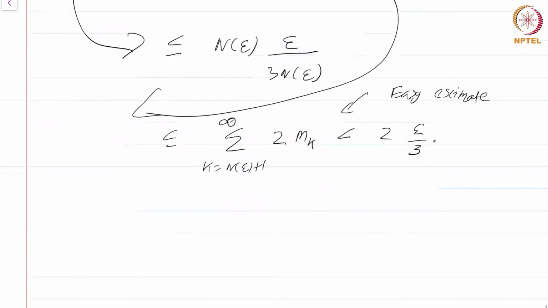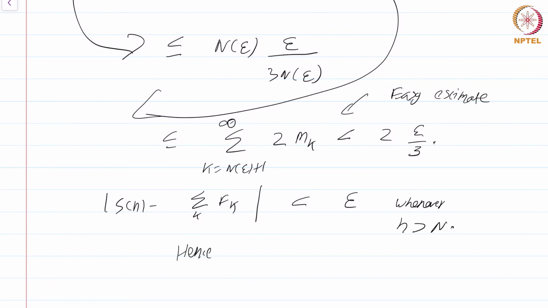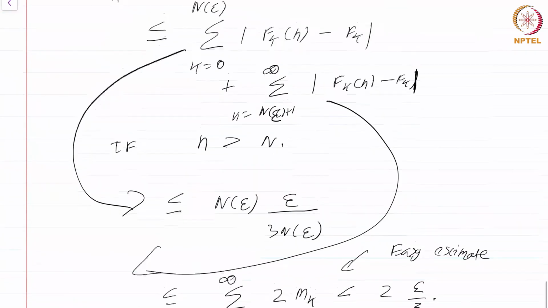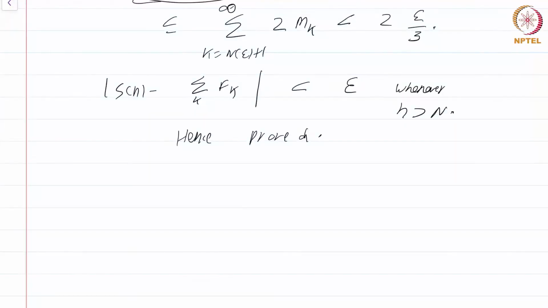Putting all this together, we get that mod S_n minus summation over k of f_k is less than epsilon whenever n is greater than capital N. Hence proved. So the proof is not difficult, it just involves a bit of jugglery because we are given a lot of data.